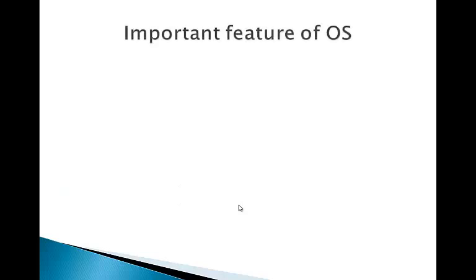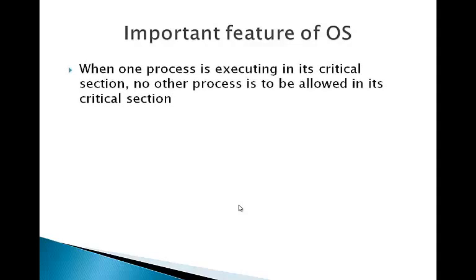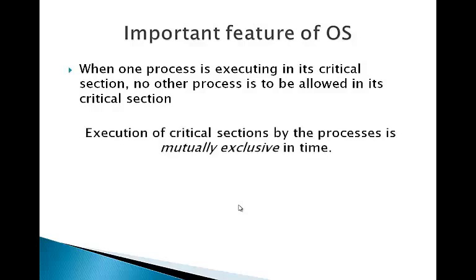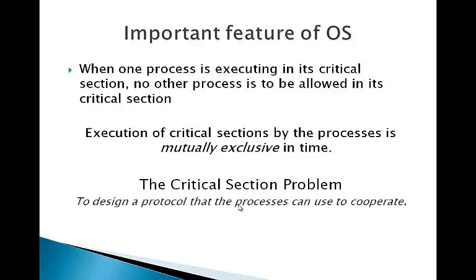The important feature of a system is that when one process is executing in its critical section, no other process is to be allowed to execute in its critical section. Thus, the execution of critical sections by the process is mutually exclusive in time. The critical section problem is to design a protocol that the processes can use to cooperate.